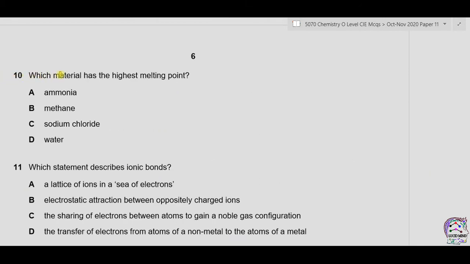Question number 10. Which material has the highest melting point? Melting point depends on the type of bonding for some compounds, while it also depends on the intermolecular forces of attraction between the molecules in other compounds. In ammonia, we have intermolecular forces of attraction between 2 ammonia molecules. As nitrogen is partial negative and hydrogen is partial positive, the force of attraction is because the molecule is polar in nature.